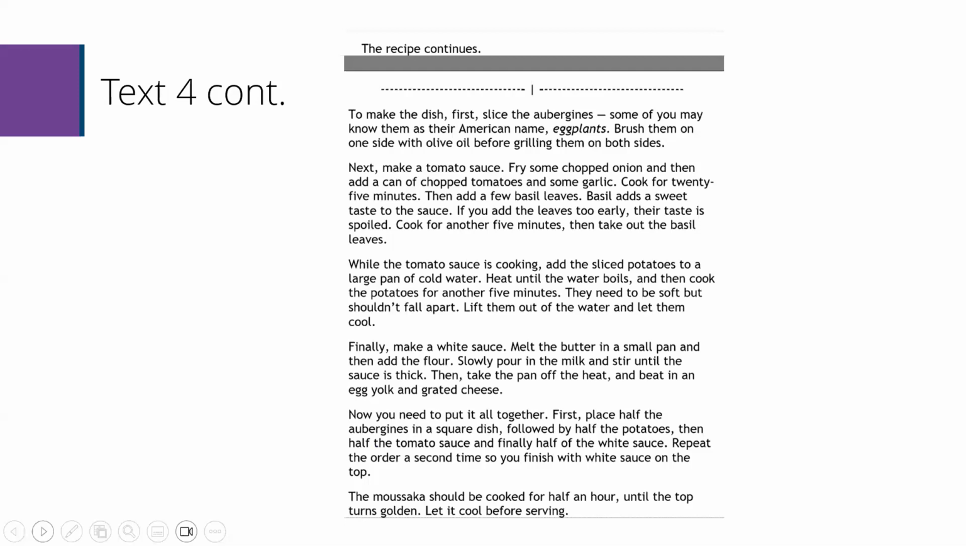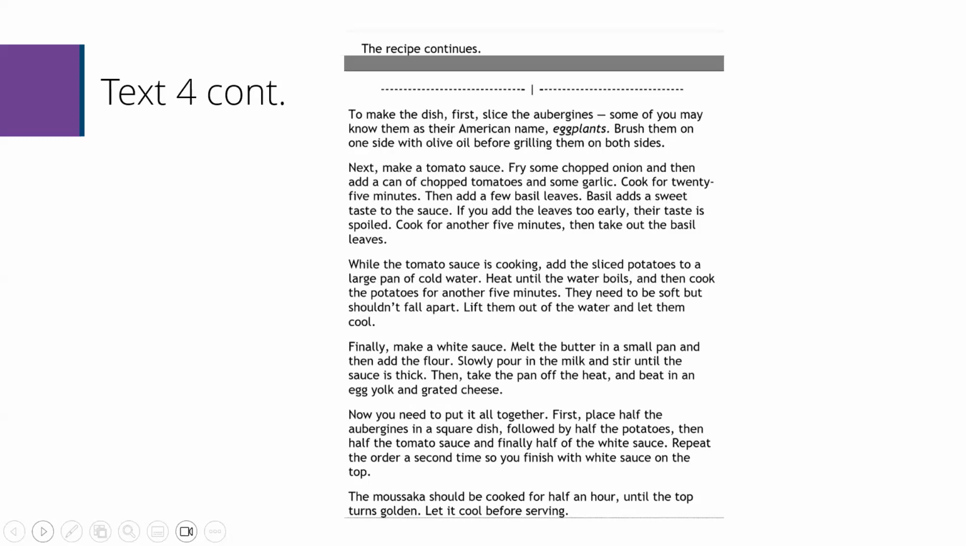But look, the text continues, and we're seeing this longer text. We're also seeing perhaps some slightly more specialist vocabulary. Sometimes there will be items of vocabulary that students are not so familiar with here, but where we have those words, like basil, for example, it says, then add a few basil leaves. Basil adds a sweet taste to the sauce. If you add the leaves too early, their taste is spoiled. So you may or may not know what basil is, but you know that it's something with leaves. And so you might be able to think, well, actually, that's a herb. And you know what it's doing to the dish.